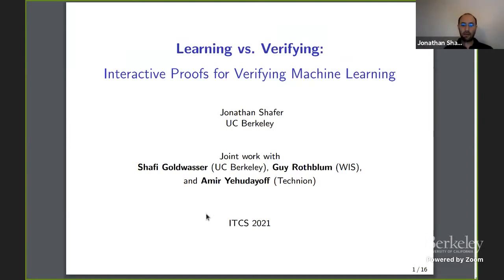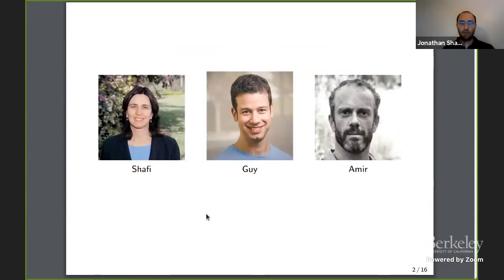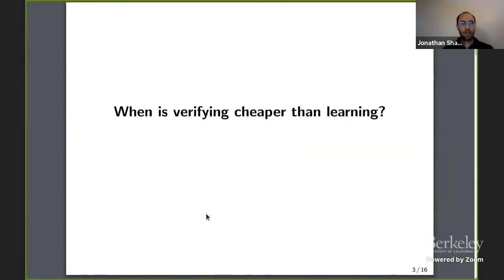Hi, I'm Jonathan. And I'll be telling you a little bit about the paper Interactive Proofs for Verifying Machine Learning. This is joint work with Shafi Goldwasser, Guy Rothblum, and Amir Yehudayoff. And the question we considered is, when is verifying cheaper than learning?